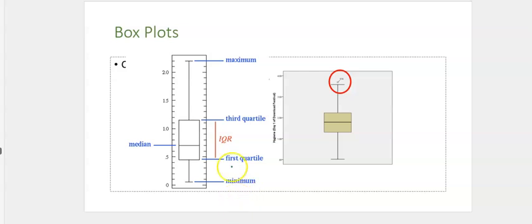In the box plot, the maximum is here, the minimum is here, the first quartile is Q1, the median is Q2, and the third quartile is Q3. By the formula I showed you, you can settle what the maximum and the minimum are. This score is beyond the maximum, so we call it an outlier.